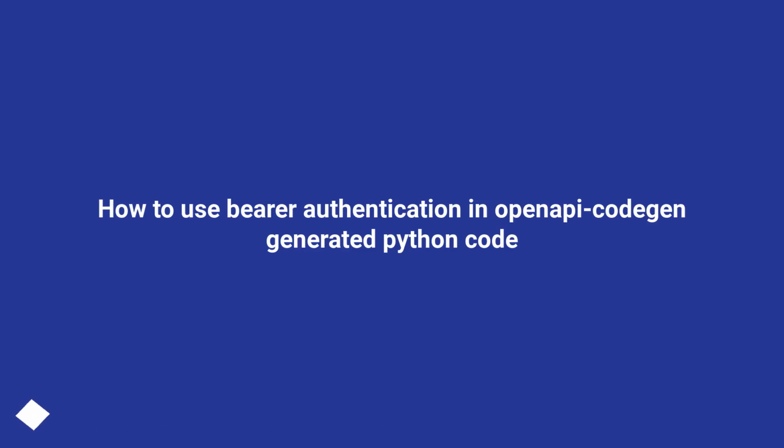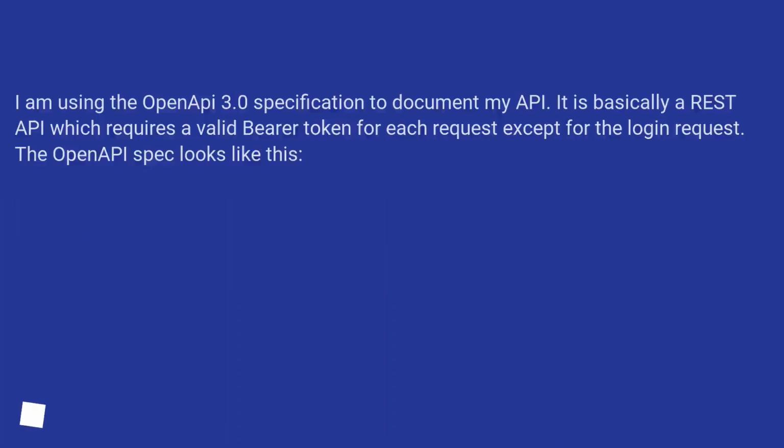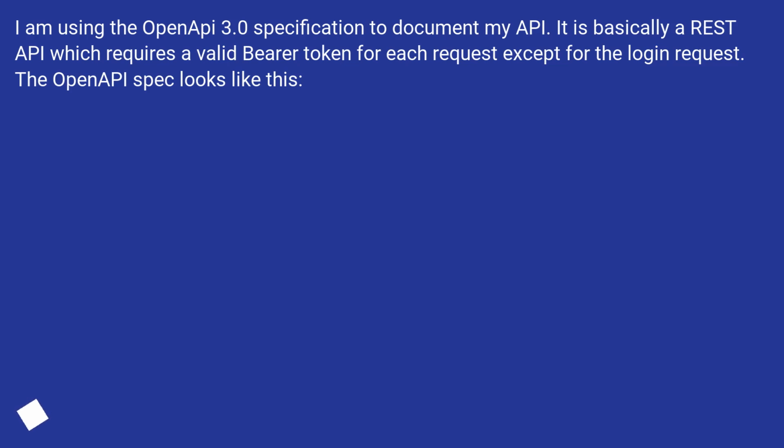How to use bearer authentication in openapi-codegen generated Python code. I am using the OpenAPI 3.0 specification to document my API. It is basically a REST API which requires a valid bearer token for each request except for the login request. The OpenAPI spec looks like this.